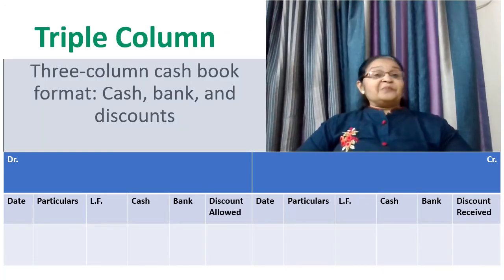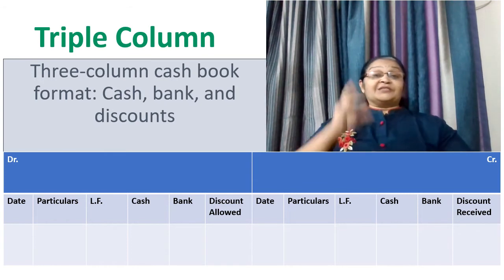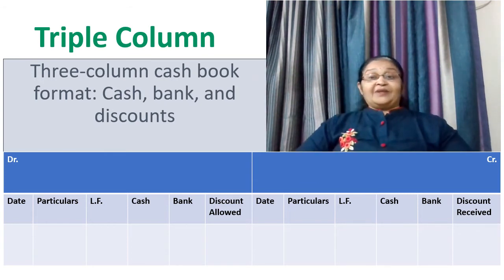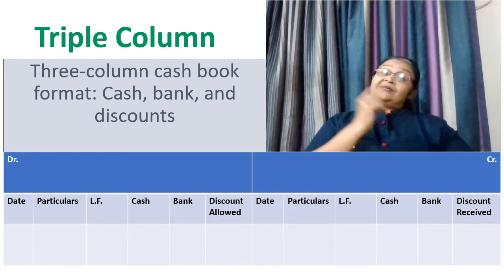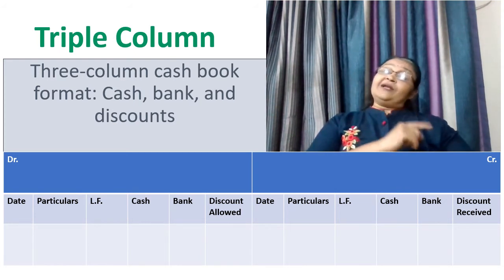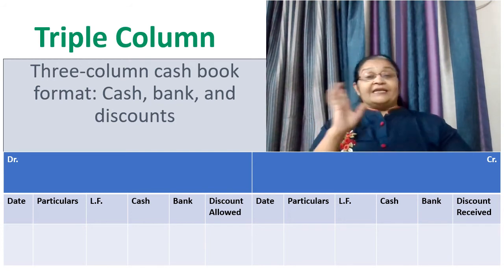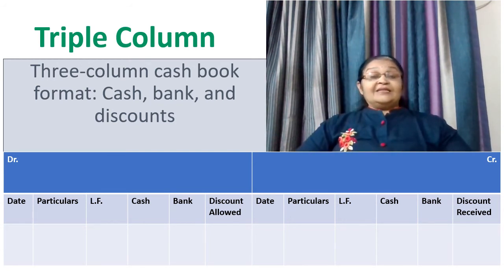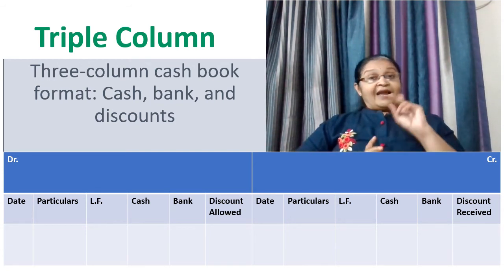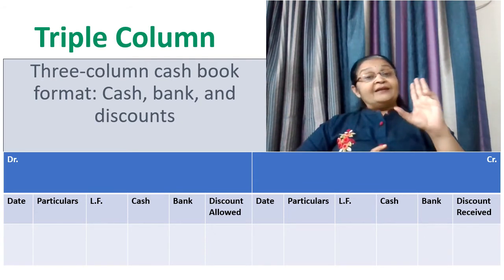Now let's speak something about the triple columnar cash book. It is also referred to as the three columnar cash book format. It is the most exhaustive form, friends. It has three columns of money on both the sides, that is receipts, the left hand side or debit side, and payments, the right hand side or credit side. These three columns are cash, bank and discount.